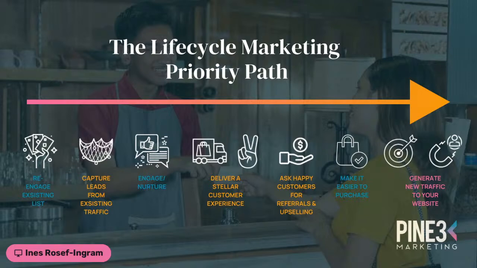Unfortunately, a lot of people start there and they burn out their marketing budgets before they even got properly started, and they get demotivated by it. So this is the priority path that you need to follow to efficiently build your lifecycle marketing. Again, it doesn't have to be perfect, but make sure you have something at every single step.